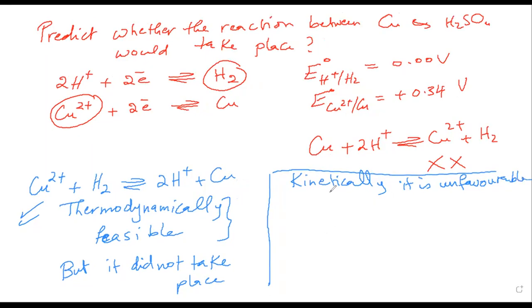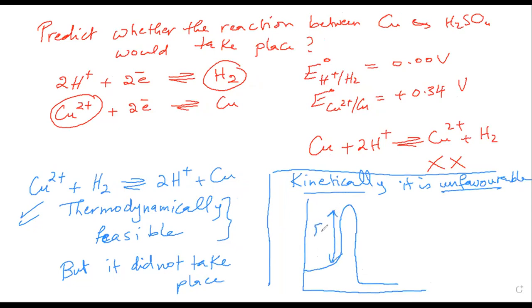Why is it kinetically unfavorable? When a reaction is kinetically unfavorable, it means that the activation energy for the reaction is so high, a very high activation energy, that the reactants will not be able to cross this energy barrier to form the products. When a reactant forms a product, it must cross this energy barrier by having energies equal to or greater than the activation energy, isn't it?